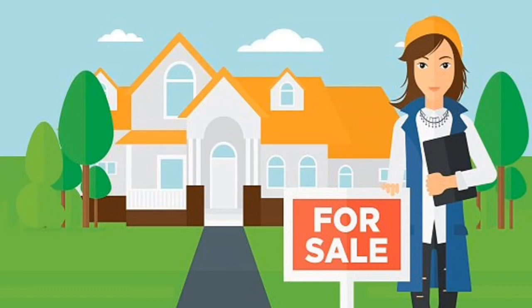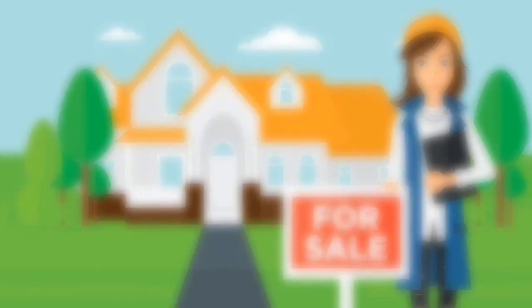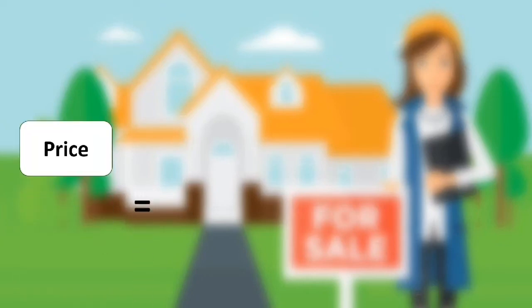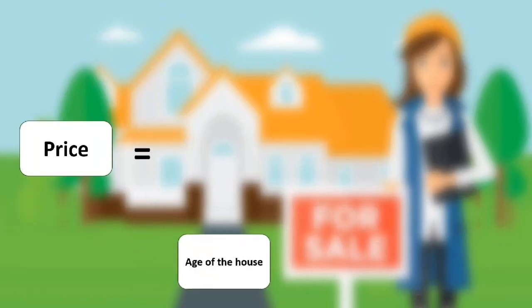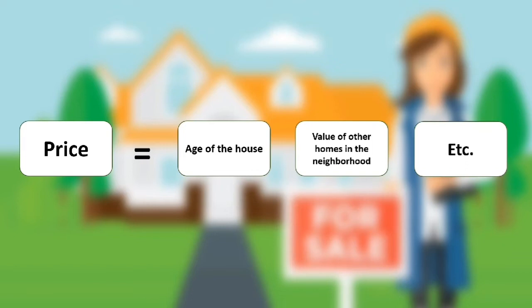Imagine you are a real estate professional who wants to create a model to help predict the best time to sell homes. You'd like to sell homes at the maximum sales price, but multiple factors can affect the sales price. These variables include the age of the homes, the value of other homes in the neighborhood, etc.